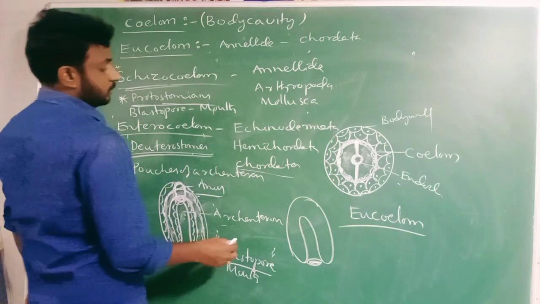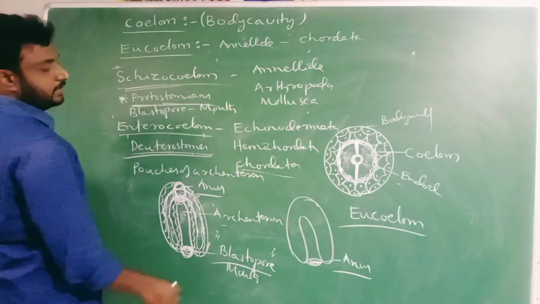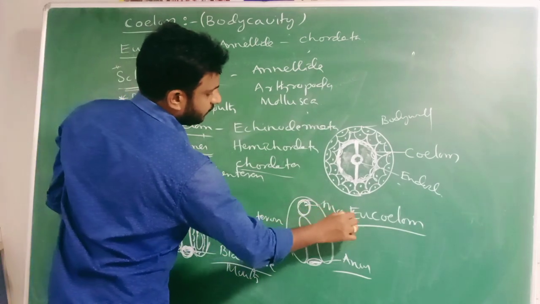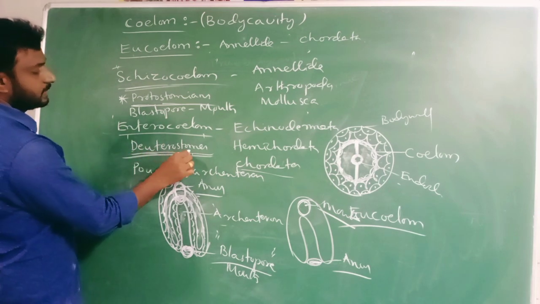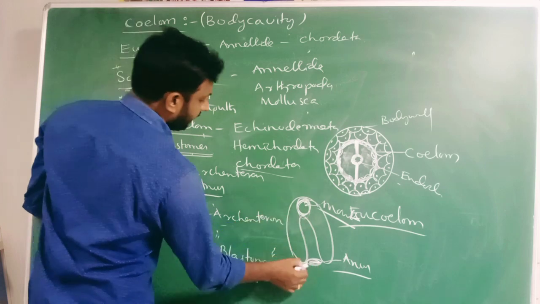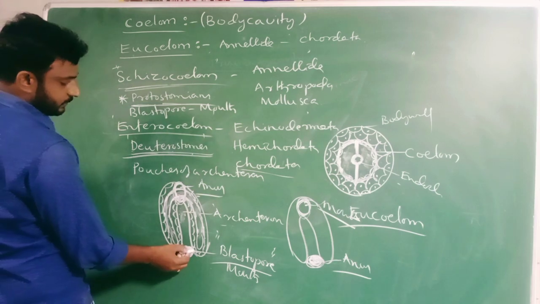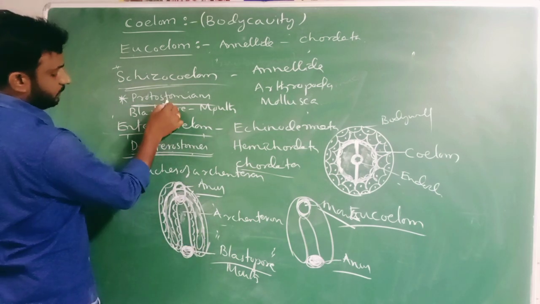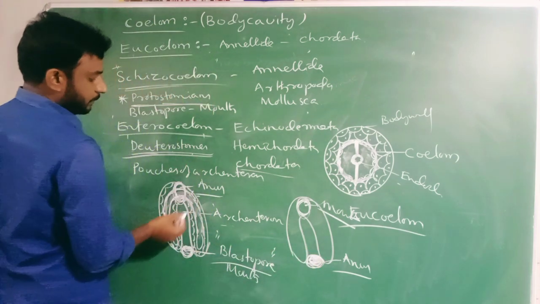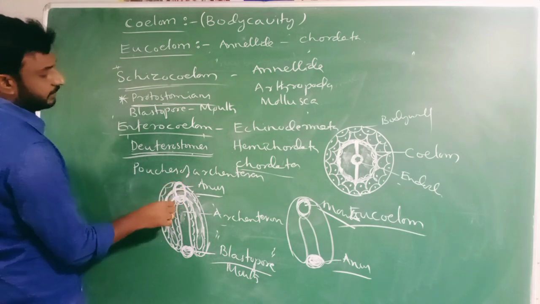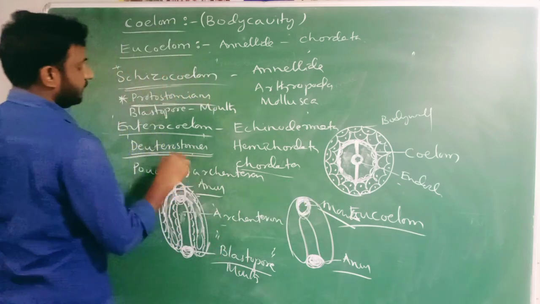In deuterostomians, the blastopore develops into the anus first, and the mouth is formed at the opposite end. That means primarily the anus is formed, from the blastopore. If the blastopore develops into the mouth, it is called protostomia. If the blastopore develops into the anus, it is called deuterostomia. In protostomians, secondarily the anus is formed. In deuterostomians, secondarily the mouth is formed.